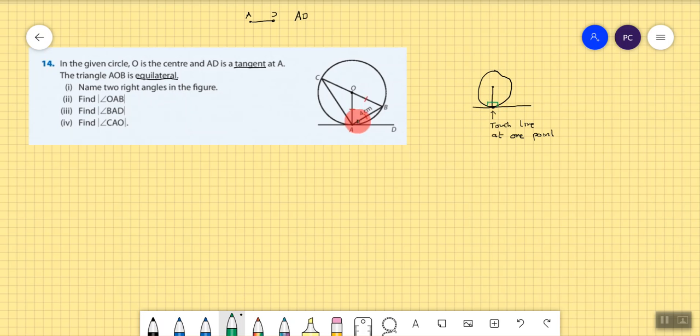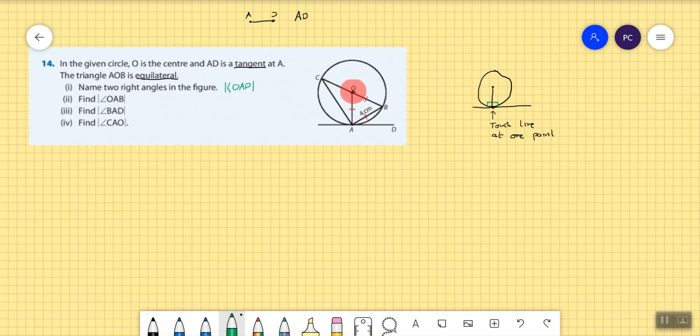So what we can say in this diagram here, we can say that the angle OAD is a right angle. So the angle OAD, that's going to be a right angle. So here to here, the right angle is here.